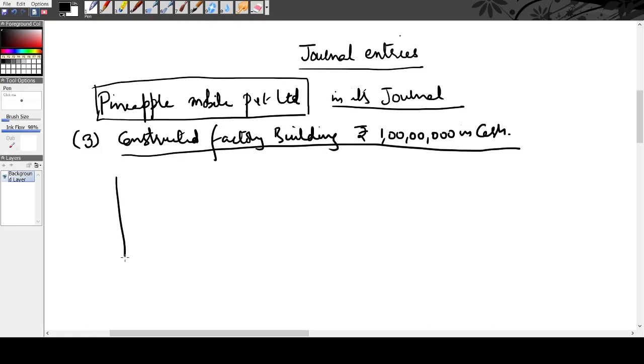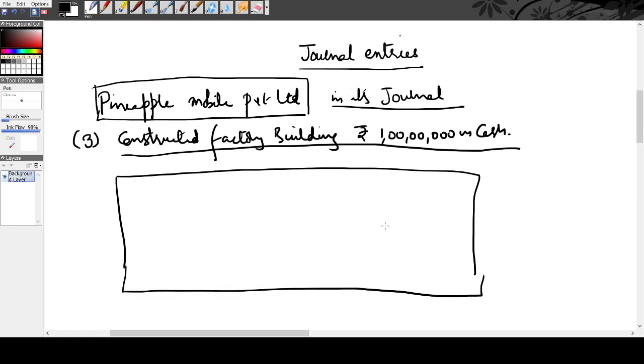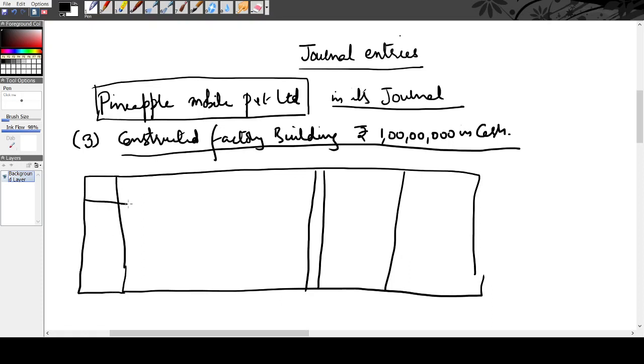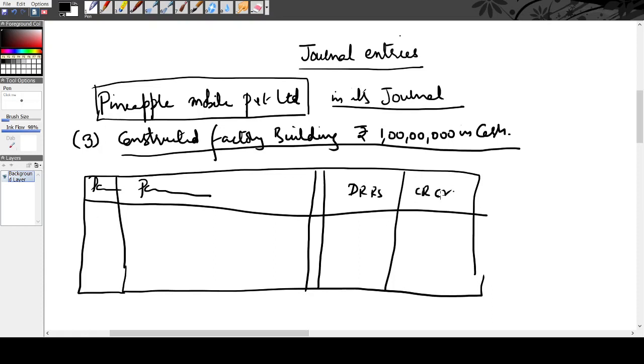For the sake of convenience, I'll again draw an extract or a small part of the journal. This is how a paper in your book called a journal looks like. This is the debit column and the credit column. This is the LF column, and here we have the date column. So we have date, particulars, debit rupees, credit rupees. Now, how do I record this transaction in this journal?